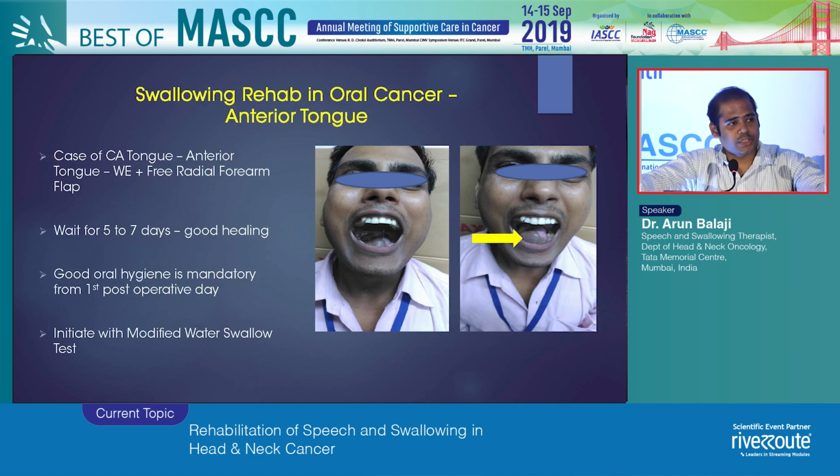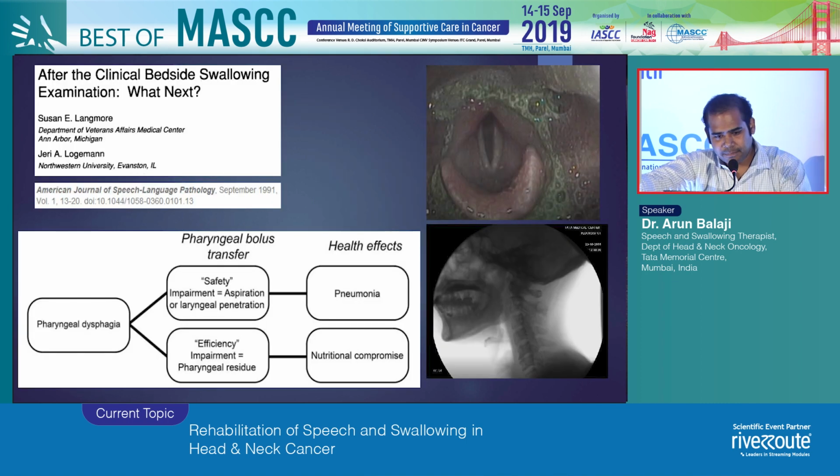So this gentleman, small anterior tongue, underwent wide excision with radial forearm free flap. Mouth opening is good. The only problem he is having is a little amount of speech disturbance. Otherwise, he is doing well. He is doing his routine work, and he is following up regularly. But how can we be sure?